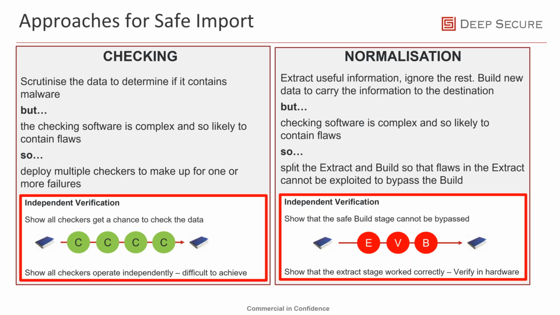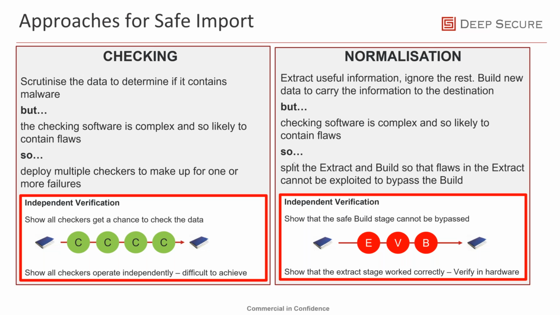An alternative approach to checking is to normalize the data. So that is to build a brand new copy of the data from the information inside it. But again, to get that information requires the same sort of complex software. So that again could contain flaws. In this case though, rather than running multiple independent checkers, you can split the extract of the information stage from the building of the new data stage and put a simple interface between the two to carry the data. And then any flaws with the extract software can't be exploited by the build stage.